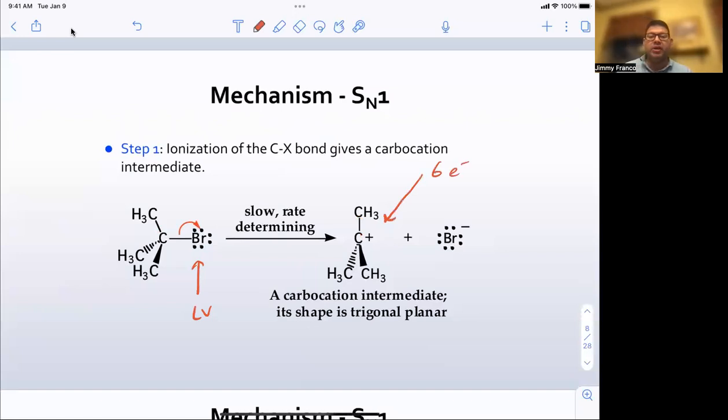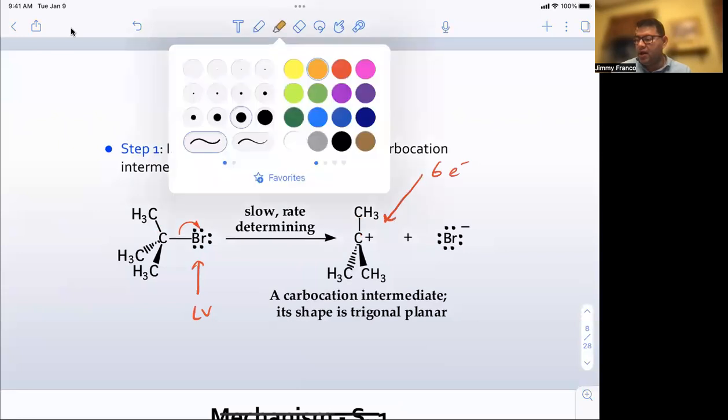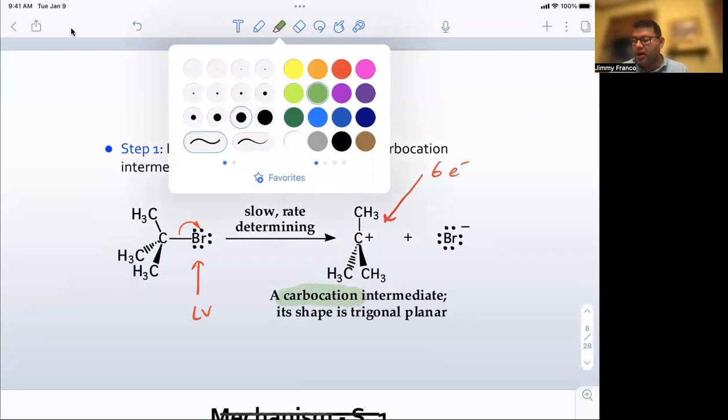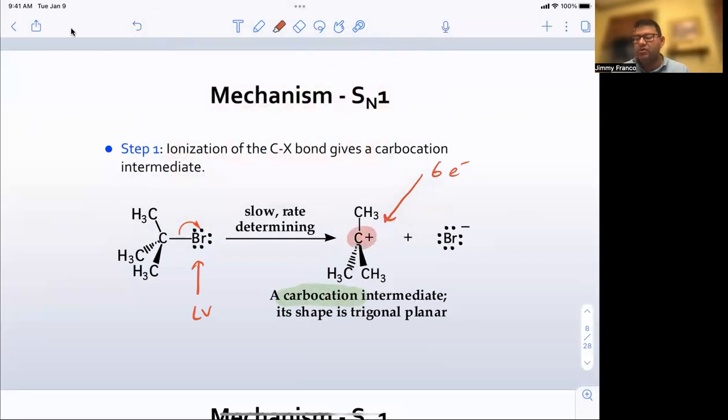Remember the e with the negative is my electrons. And so it makes a carbocation. And this is that reactive intermediate, right? So it becomes trigonal planar, meaning it's flat, and it creates this carbocation. And so this carbocation is that very reactive species. And we're going to come back to this, and this is why this is going to be important. So it makes a carbocation.